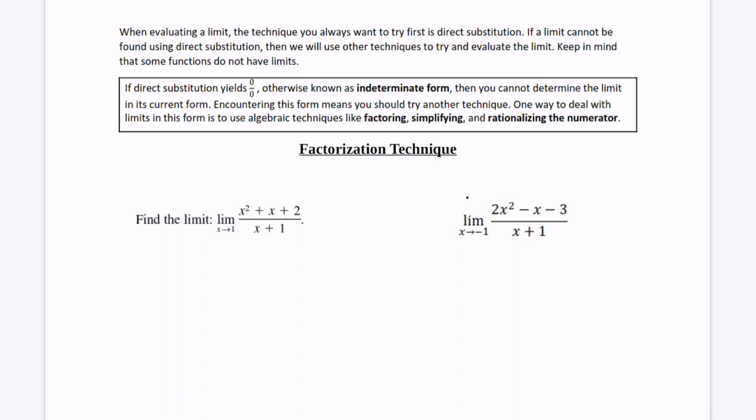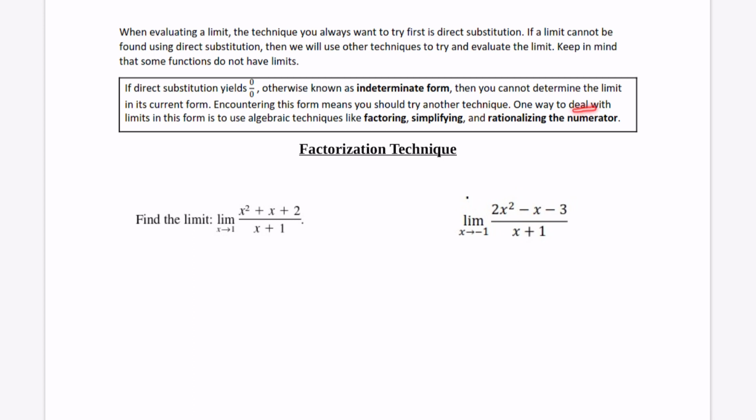If a limit cannot be found using direct substitution, then you will use other techniques to try and evaluate the limit. Keep in mind that some functions do not have limits. So not all functions have limits, some do not. If direct substitution yields 0 over 0, otherwise known as indeterminate form, then you cannot determine the limit in its current form. So it means you need to change it to a different form to be able to evaluate the limit. Encountering this form means you should try another technique.